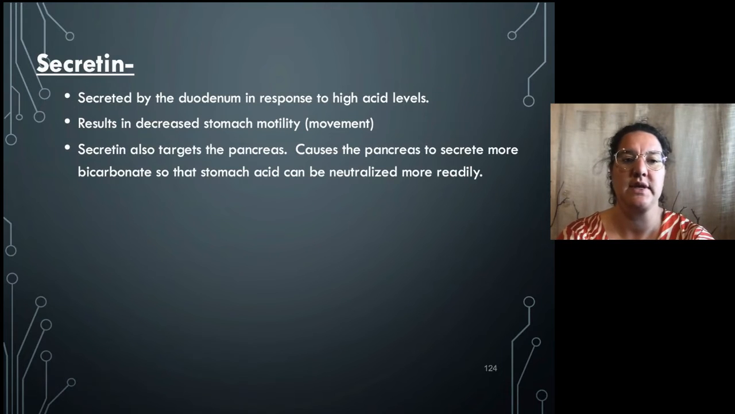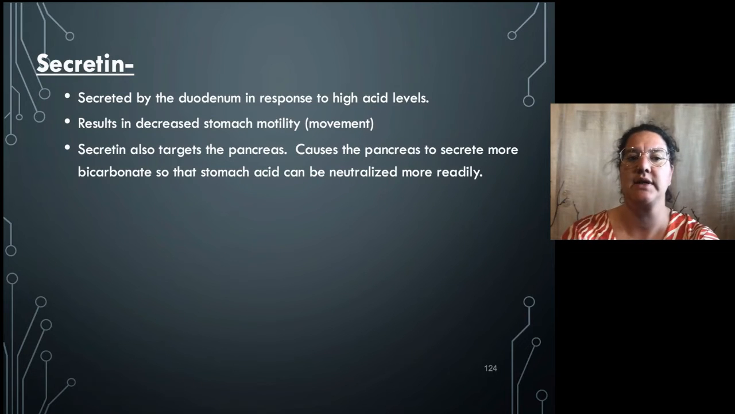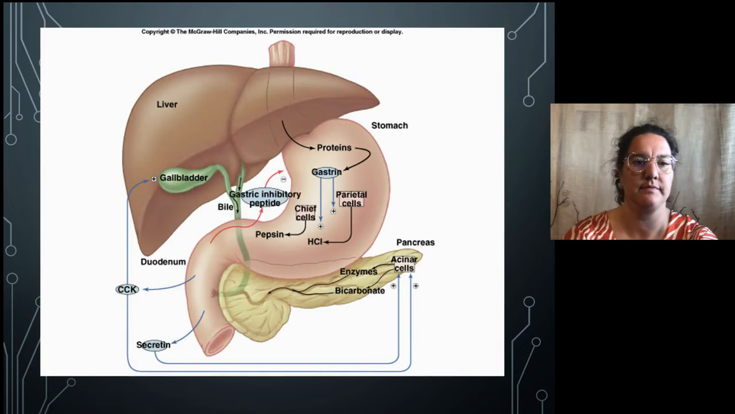Secretin is secreted by the duodenum in response to high acid levels, which result in decreased stomach movement, and it targets the pancreas to release bicarbonate so that the stomach acid can be more easily neutralized.